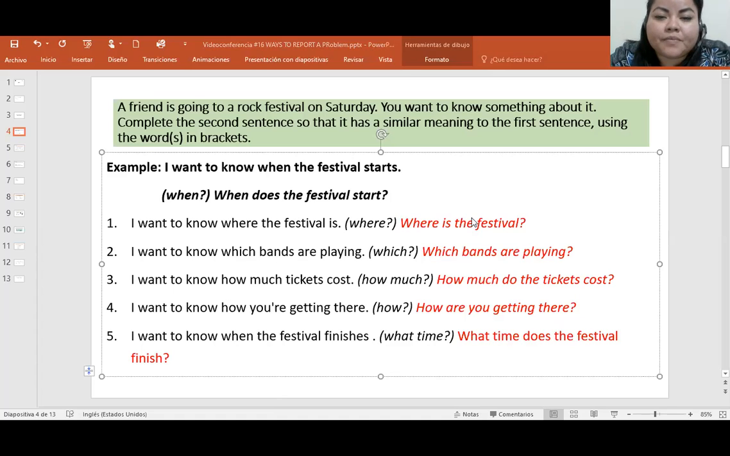Abigail? The festival finishes at 9 p.m. Repeat. The festival finishes at 9 p.m. At 9 p.m. Very nice. Very good. Excellent. People, excellent. Thank you so much for your answers.